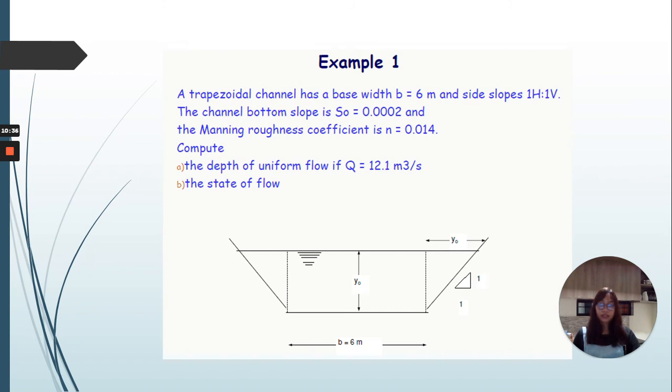And here is an example. A trapezoidal channel has a base width b equal to 6 meters and side slopes of 1 horizontal to 1 vertical. The channel bottom slope is S sub O equal to 0.0002 and the Manning roughness coefficient is n equal to 0.014. Compute the depth of uniform flow if the discharge is equal to 12.1 cubic meters per second, and the state of flow.